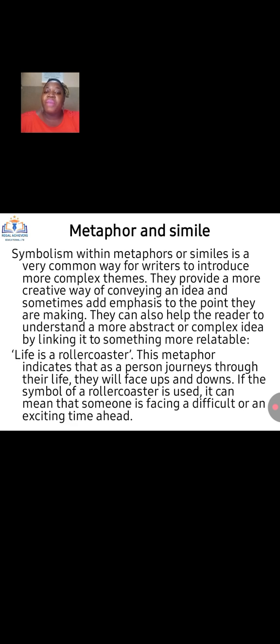This metaphor indicates that as a person journeys through their life, they will face ups and downs. If the symbol of a roller coaster is used, it can mean that someone is facing a difficult or an exciting time ahead.